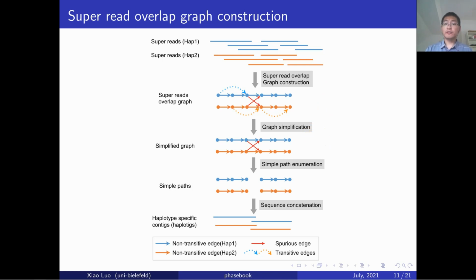There may still be a few spurious edges in the graph, such as the red arrow line here, which represents a spurious superread overlap from different haplotypes. Then we find all simple paths in the graph and concatenate the sequences in a simple path to generate a haplotype-specific contig, which is called a haplotig. Finally, we get all haplotigs as the final output.